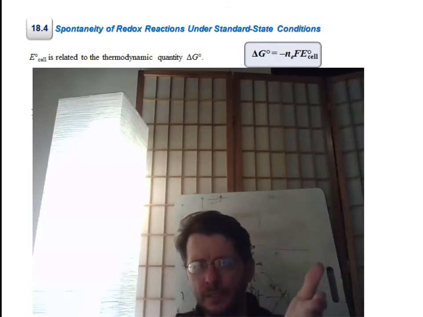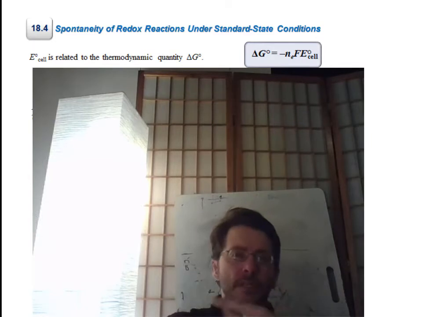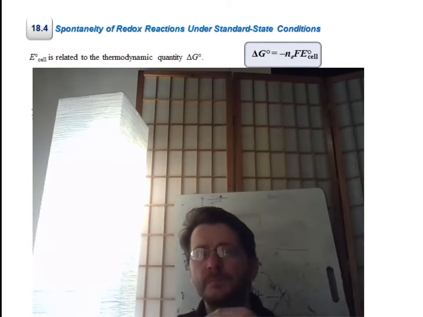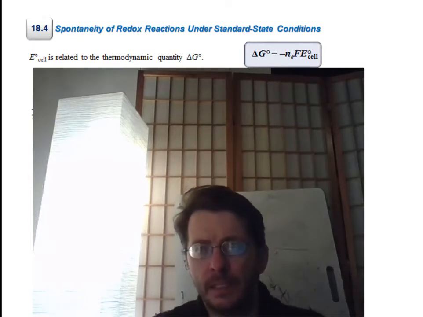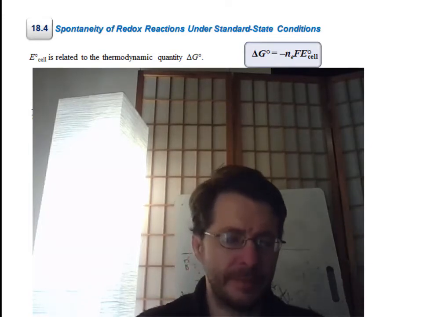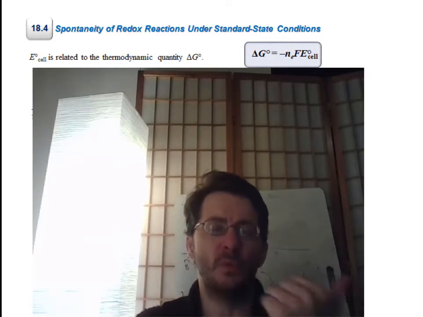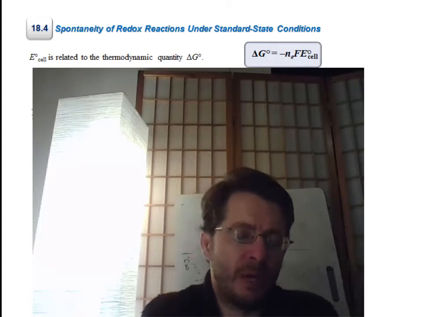So cell potential, the electromotive force between these two half reactions, is in many cases a representation of a spontaneous reaction. It doesn't have to be. Right? You can have a negative voltage, which would just be driving the backwards reaction.